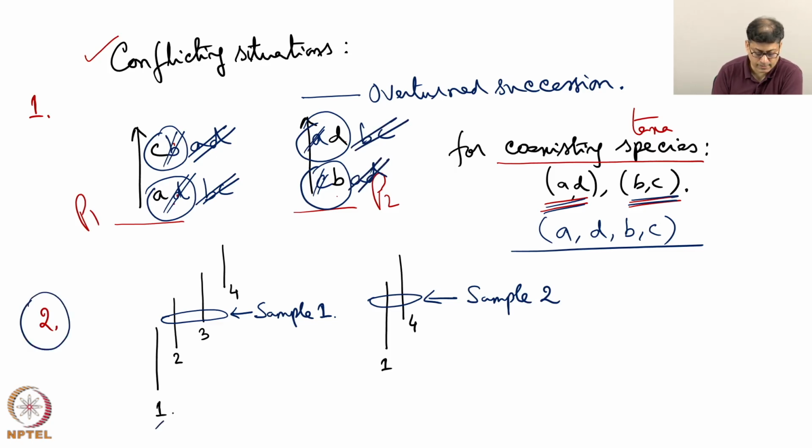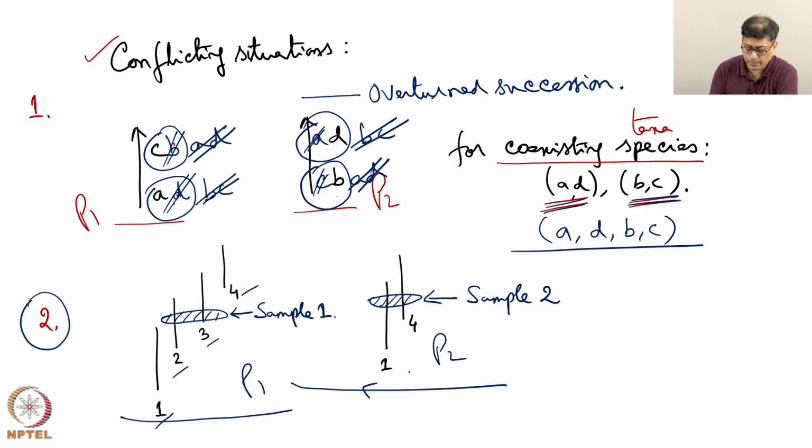There are 4 taxa 1, 2, 3 and 4 and their vertical succession is shown by straight lines. Suppose you have done a sampling from here and you have got 2 and 3 and another person from another place in the world has got 1 and 4 occurring together. Now, here actually in P1 what is happening? 1 and 4 do not co-occur. So, what can be the explanation?